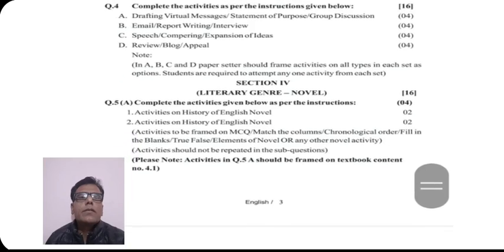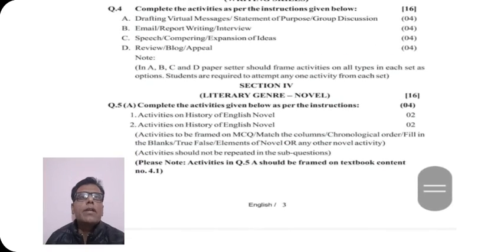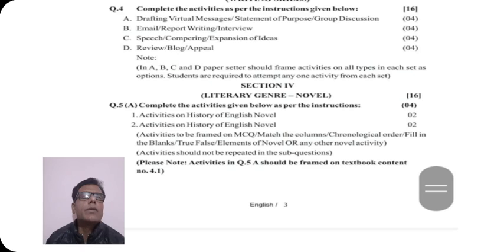So here, question 5a: complete the activities given below as per the instructions, for 4 marks. First, activities on history of novel, 2 marks. Instructions are given in brackets: activities to be framed on MCQ, match the column, chronological order, fill in the blanks, true or false, elements of novels, or any other novel activity.